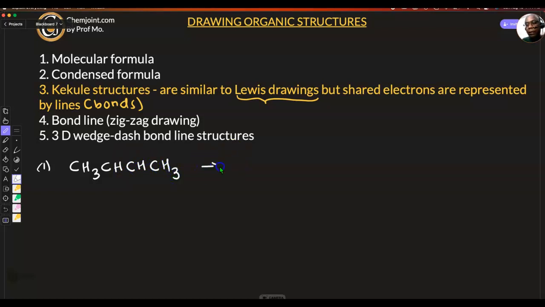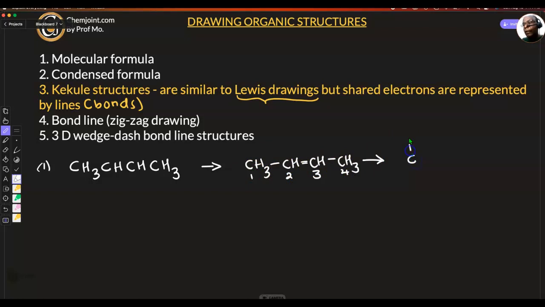So you can translate that condensed formula to a partial Kekule, just to make sure that you have 4 bonds on each carbon. That's why I included the double bond to satisfy the octet rule. And then this translated to the Kekule, let's call that 1, 2, 3, and 4.